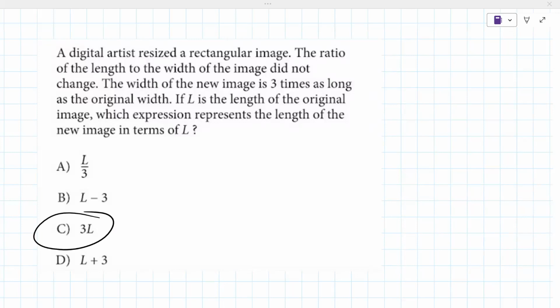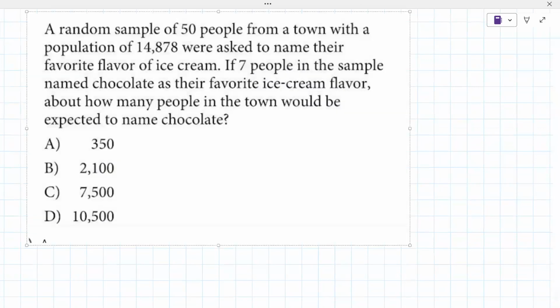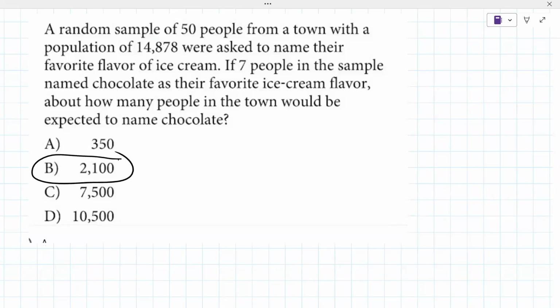So try your best to not grab the calculator on this one. See if you can do it without the calculator, just estimation and reasonableness of your answer. B. It is B. Good. All right.